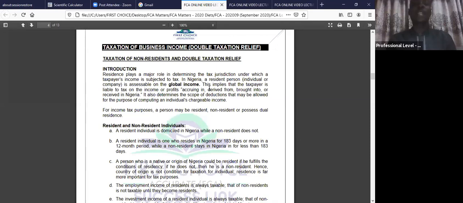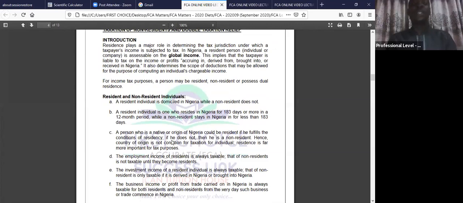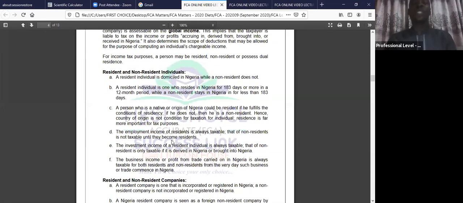And so in taxation, residence plays a major role in determining the tax of an individual or a company. So the question is, who is a resident and who is not a resident? Now, a resident is someone who resides in Nigeria for 183 days or more in a 12-month basis period.